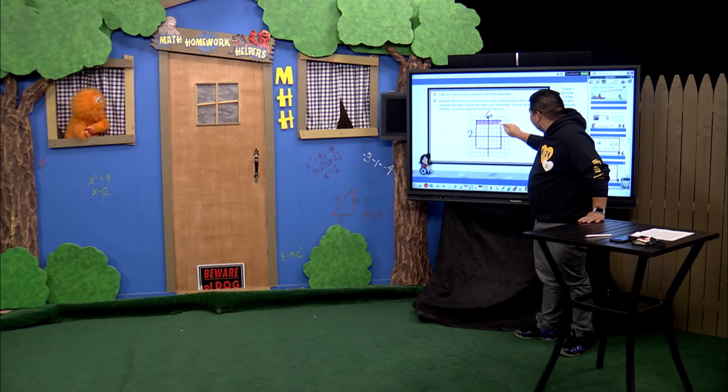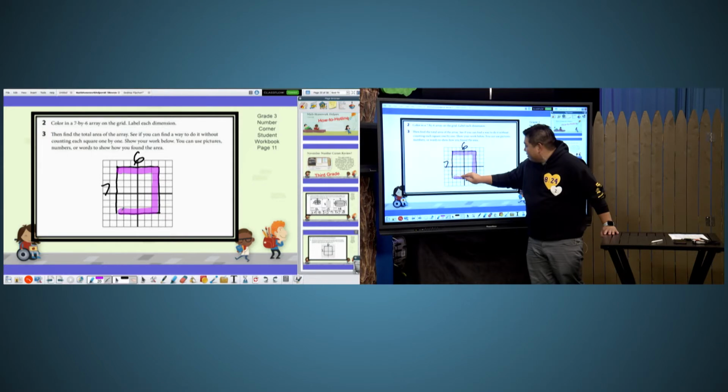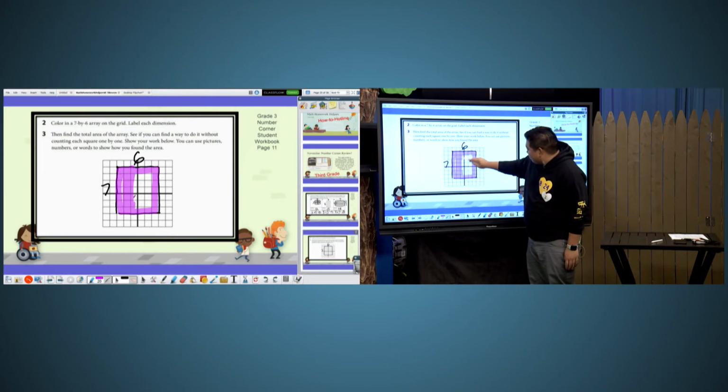Let's see. It says to color it in, so let's go ahead and do that. Very well done. Good colorer. Thanks.